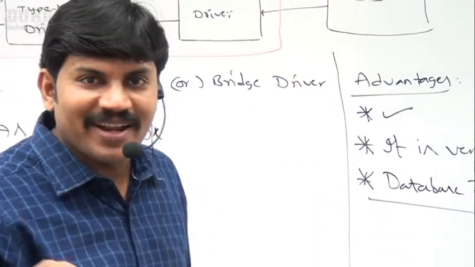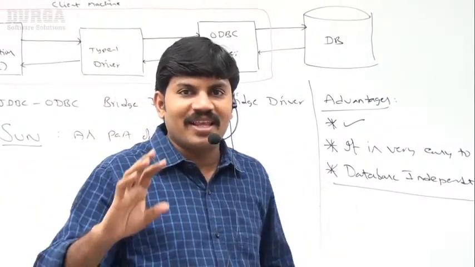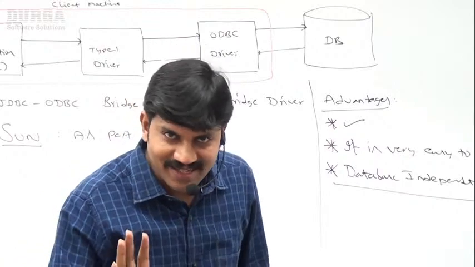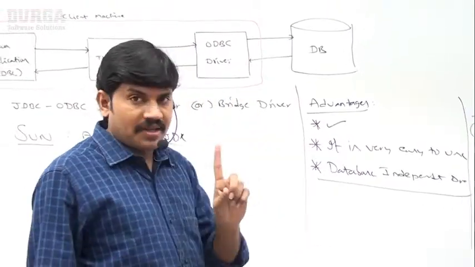So the type 1 driver is also known as what? Snail driver. It is the slowest driver among all JDBC drivers, right? Clear, right? Okay, sir, that is the first one, because 2 level conversions are required.